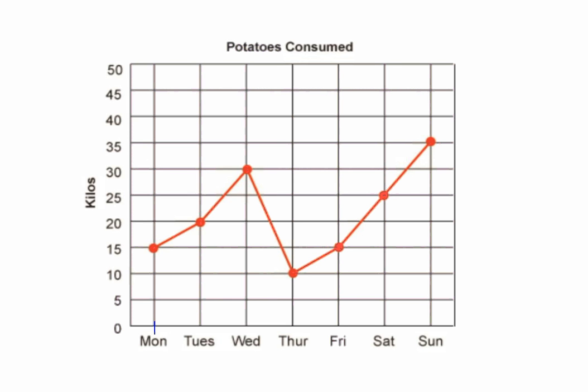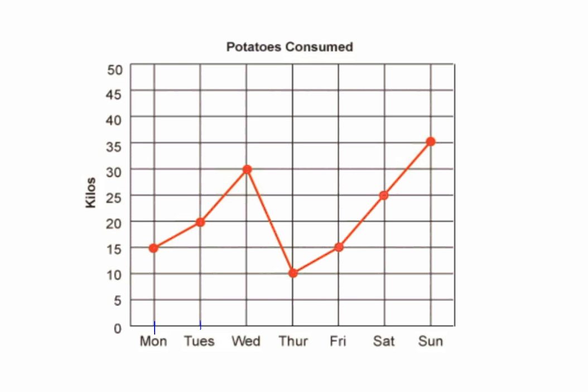Again, notice Tuesday is right on the line, and the dot is on the line. Now we're up to 20. And on Wednesday, we're up to 30 kilos. And on Thursday, we're down to 10 kilos. I don't know why they don't like potatoes on Thursday, right? On Friday, you're up to 15 kilos, 25 kilos on Saturday, and we close out at 35 kilos on Sunday. Do you see the differences in that graph?